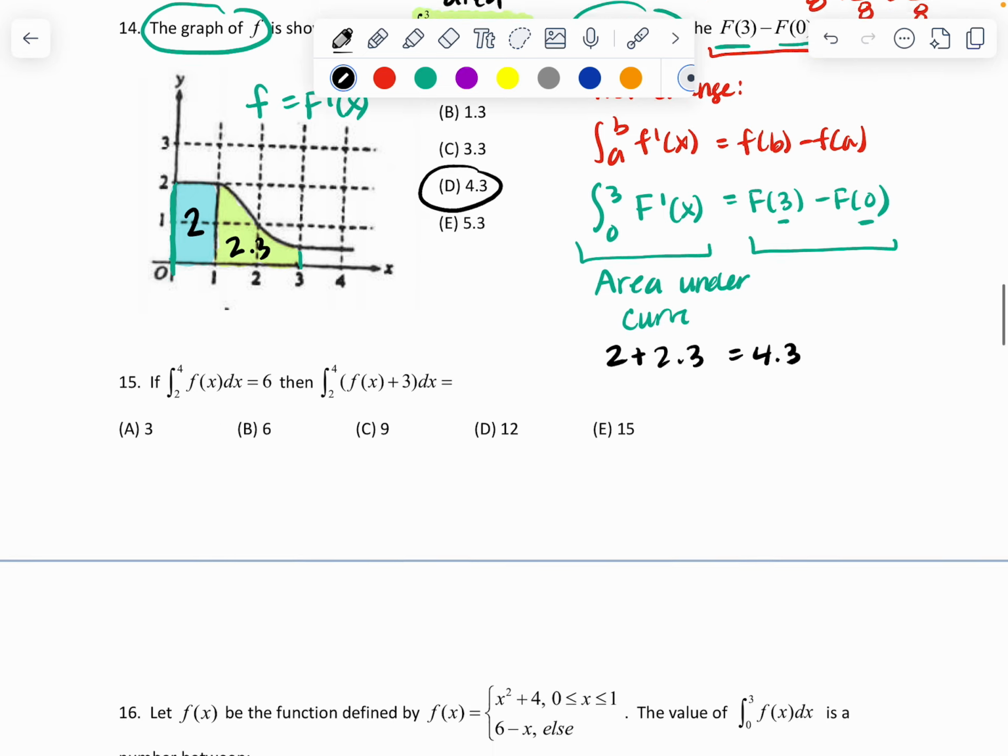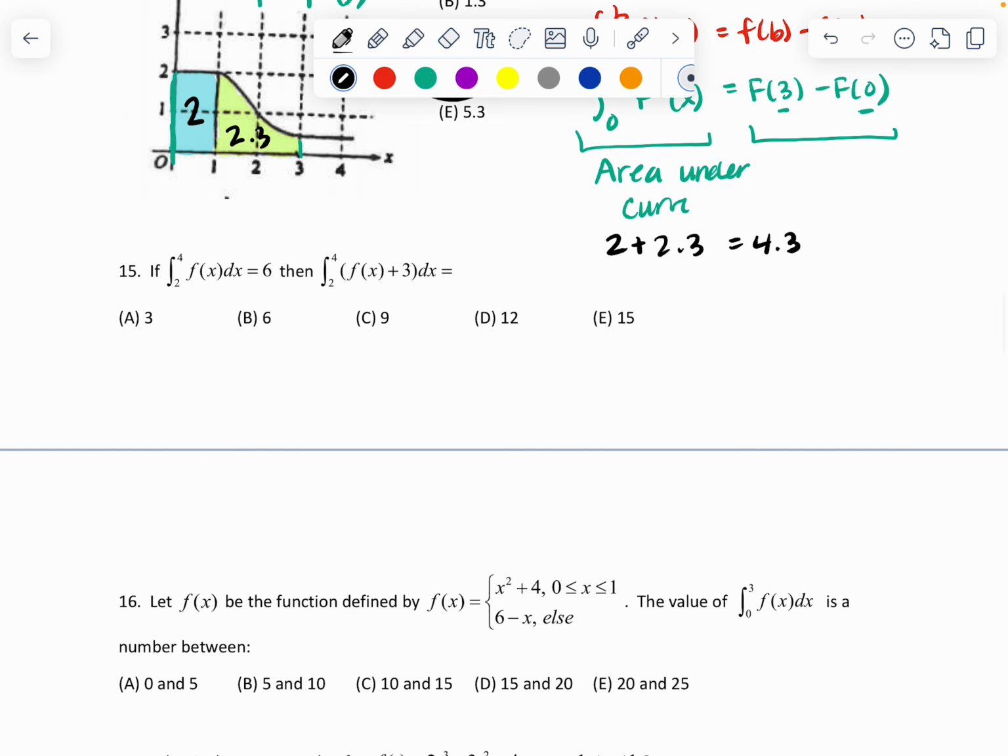Now, I saw a lot of you on number 15 in class today saying that the answer is 9 because you're going 6 plus 3 is 9. Be really careful. Let's see what they're asking you here. They're asking you, what is the integral from 2 to 4 of f of x plus 3? I need to split the integral. This is the same thing as the integral from 2 to 4 of f of x plus the integral from 2 to 4 of 3.